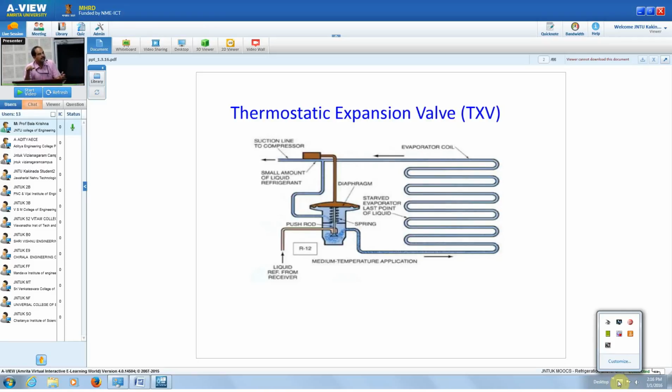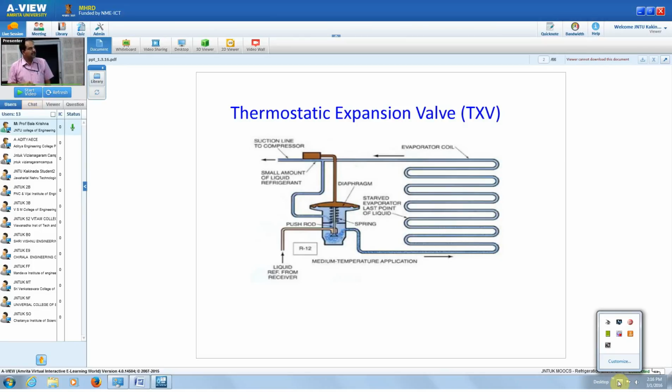The next one. This is the thermostatic expansion valve. Here, this one is the thermostatic expansion valve. This is your evaporator, the evaporator coil. This is the suction line to the compressor. Then there is a small amount of liquid refrigerant, and this is a small sensor bulb. This is the outlet and this is the inlet of the evaporator, right?